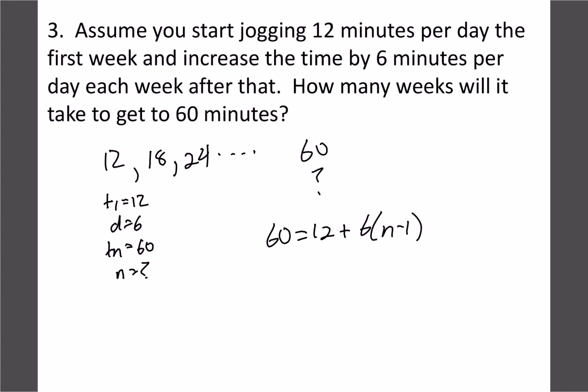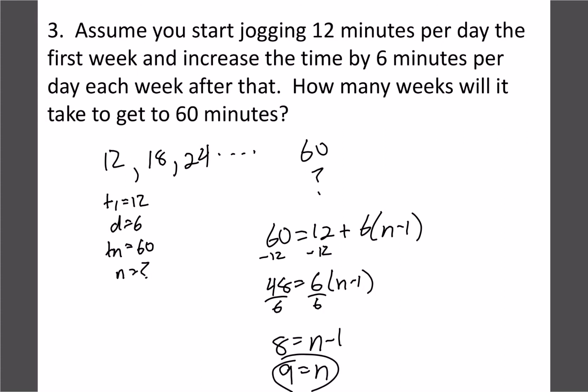Now let's do the trick again. Instead of foiling it out, we can actually make it a little bit easier. So let's subtract the 12 first. So 60 minus 12 is 48. Divide by 6. 48 divided by 6 is 8. So we get 8 equals N minus 1. And let's add 1 to both sides. That gives us N of 9.